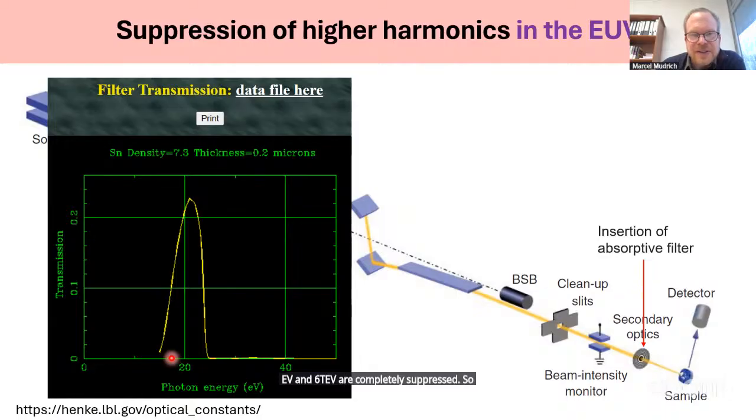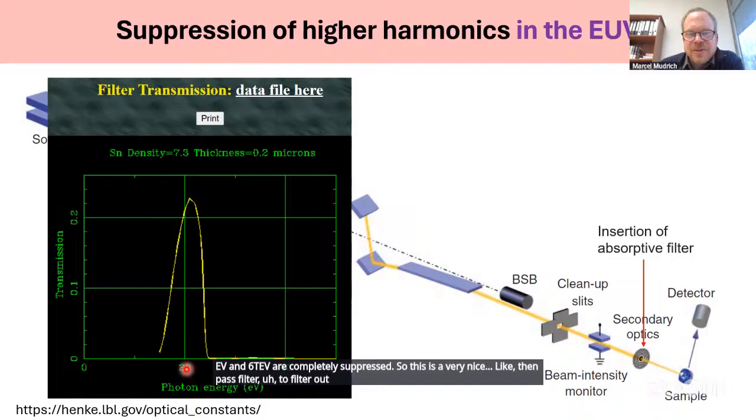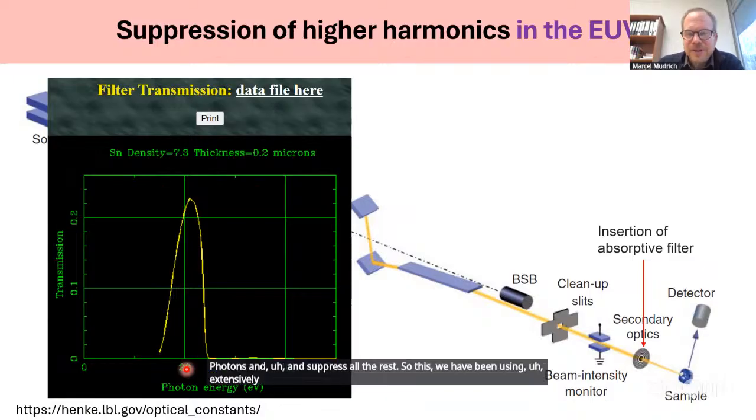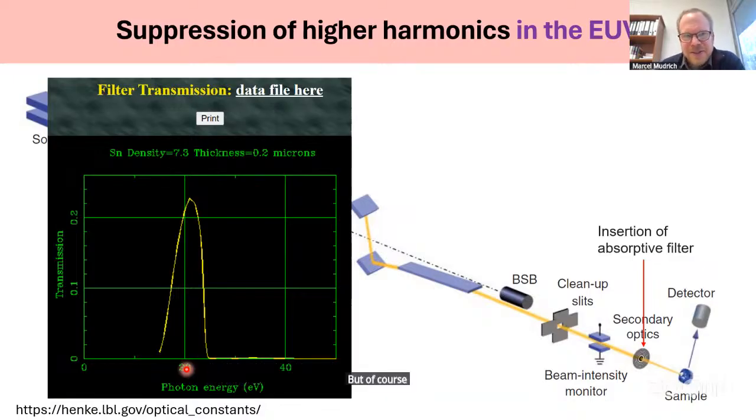So this is a very nice bandpass filter to transmit only 20 eV photons and suppress all the rest. We have been using this extensively during our beam times. But of course, it is by pure lucky coincidence that there is a filter material, namely tin in this case, that has this property. If we wanted to do an experiment at 30 eV or another photon energy, we would have to play other tricks.